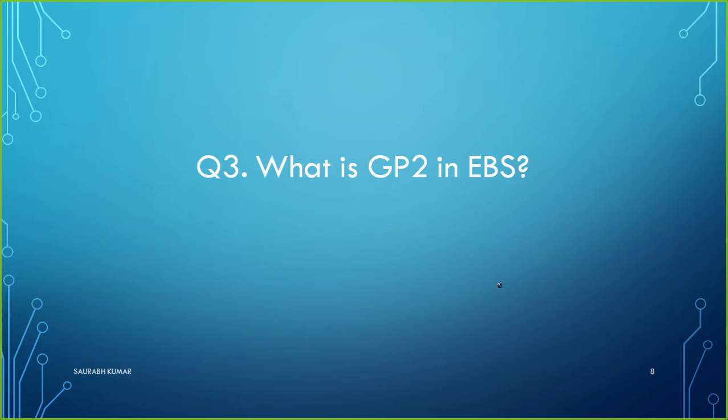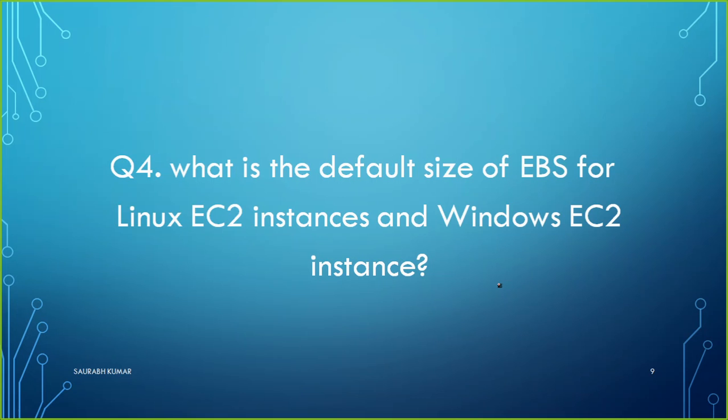Question number 3. What is GP2 in EBS? Whenever we were launching an instance, we were selecting the volume type. We were choosing GP2 there. So what is the meaning of GP2? Question number 4. What is the default size of EBS for a Linux instance and for a Windows instance? If you are creating a Linux instance, what is the hard disk size it is taking? When you are using a Windows machine, how big is the size? How much GB is it? Please write the answer for this.